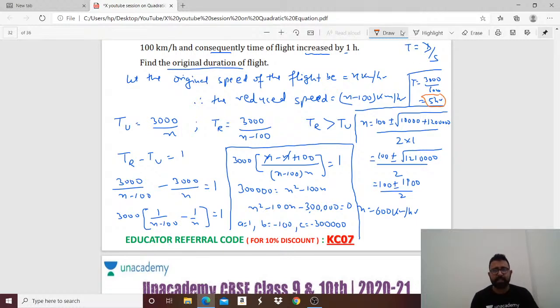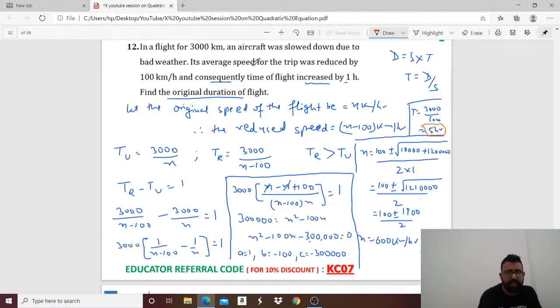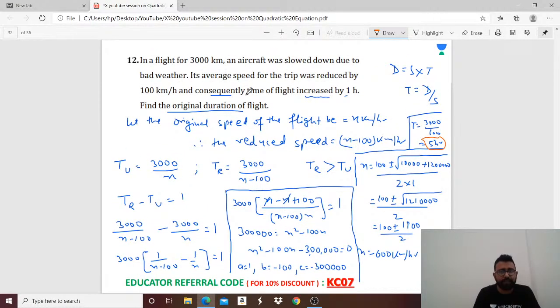This should be the final answer, okay? So remember that. This is why this is a 4 marker question. It comes for 4 marks because there is more calculation, it is complicated, and at the very end, the answer is not what you have found. X is not the answer. The answer is the original duration of the flight. So we had to find the original duration of the flight, which is distance upon speed. The speed we got is 600, divided into the original distance covered. That will give you the answer.